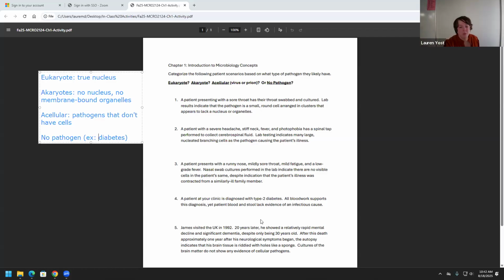Number 5, James visited the UK in 1992. 20 years later, he has shown a rapid decline in his mental function, as well as significant dementia. He's only 30 years old. After his death, approximately 1 year after his neurological symptoms began, the autopsy indicates that his brain tissue has holes like a sponge. Cultures of the brain matter do not show any evidence of cellular pathogens. So this is another acellular situation, just like number 3, but this isn't a virus. This is a prion, okay? This is mad cow disease.